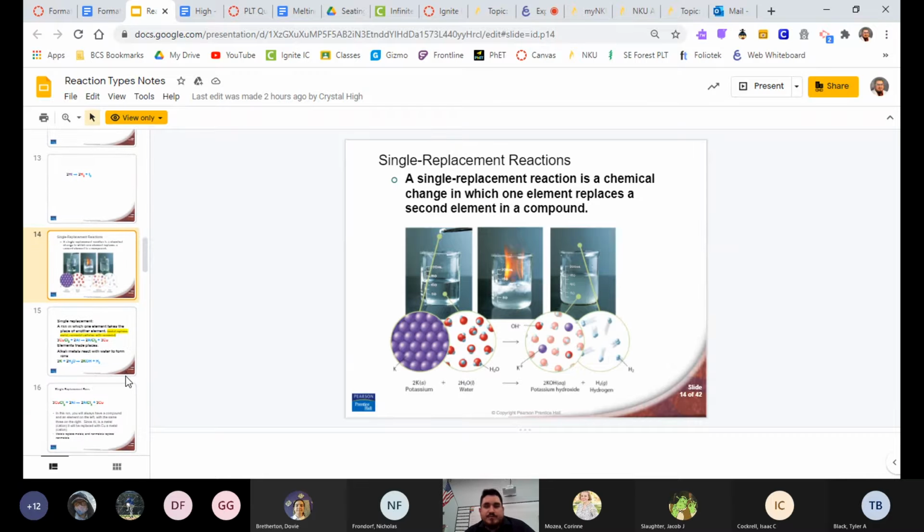All right, a single replacement. A single replacement reaction is where you have one element that is going to replace another element in a compound. Okay, it's going to kick it out. We actually did this lab with steel wool and copper chloride. The steel kicked out the copper, you made copper, so they switch places.